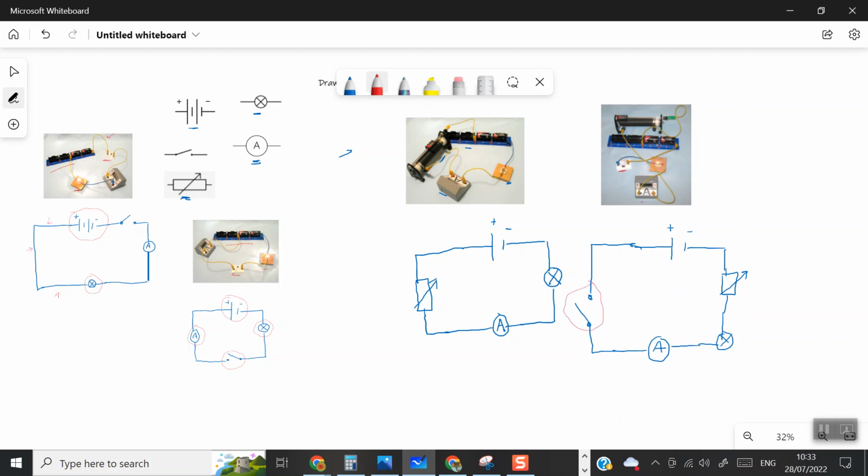We have this here is an ammeter. It's the symbol for the ammeter. We have our bulb. This is the symbol for the bulb. We have this guy here, which is the variable resistor. This is the symbol for the variable resistor. And then we have this guy here, which is a battery, and this is the symbol for the battery. Okay, so they're all the electronic components.